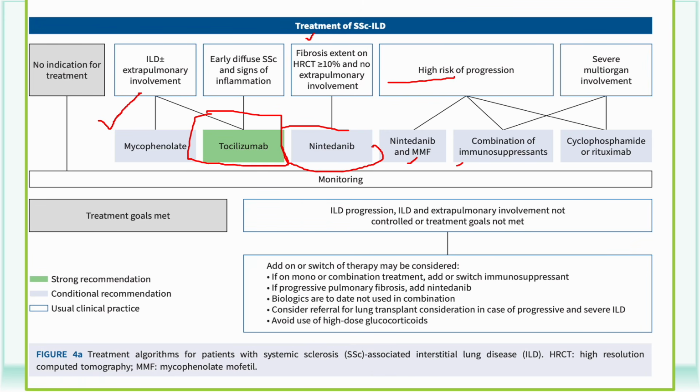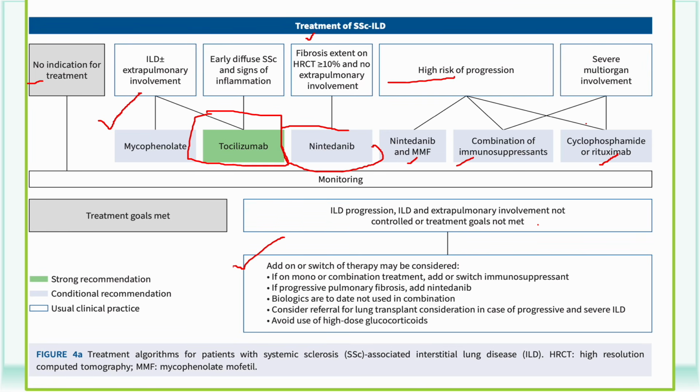You can combine immunosuppressants. You can look at cyclophosphamide or rituximab, especially when there is severe multi-organ involvement. If there is no indication of treatment, only then you monitor and make sure your treatment goals are met. But when you have progression, then you have to lift the immunosuppression, you have to make it go higher. Now, whenever there is progression, you add on or switch the therapy.